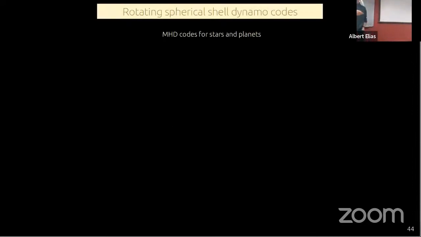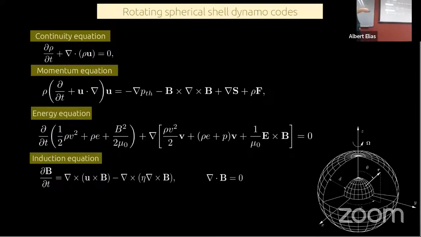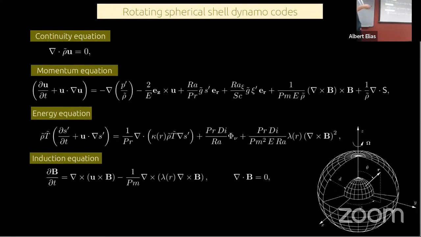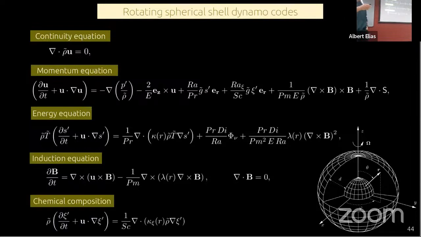I'll speak about the rest of my PhD, what I'm going to do, which is the same kind of equation, MHD codes, but for stars and planets. These equations are the same as I showed you before, but applied in a spherical shell. When you transform them, they're a bit more messy and bigger, they have more weird numbers, and they're a bit harder to understand.